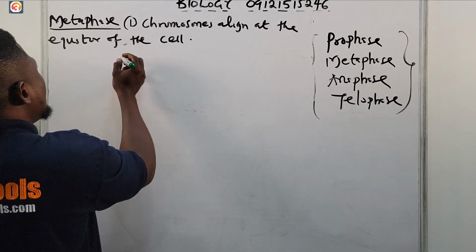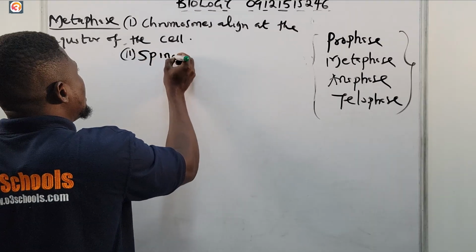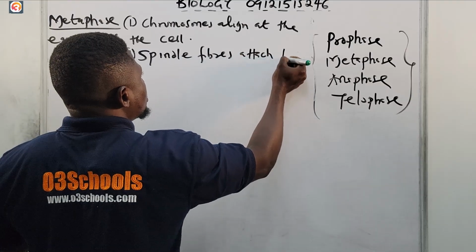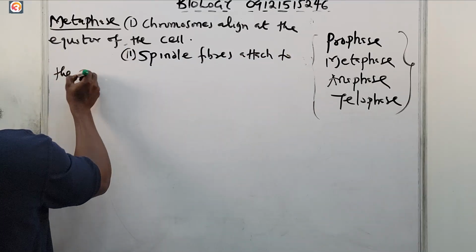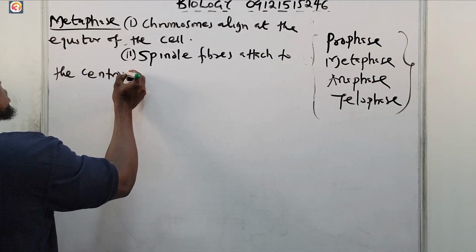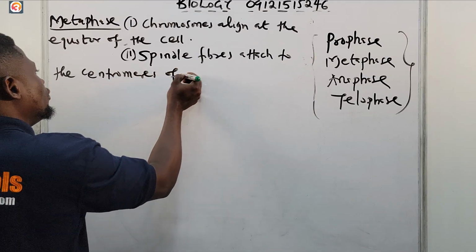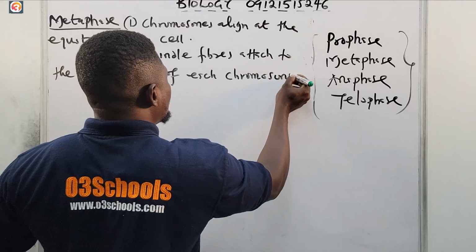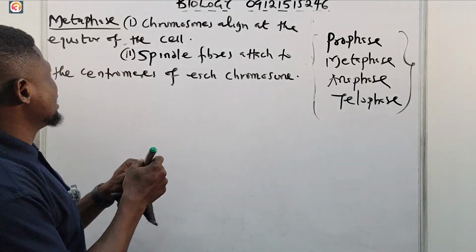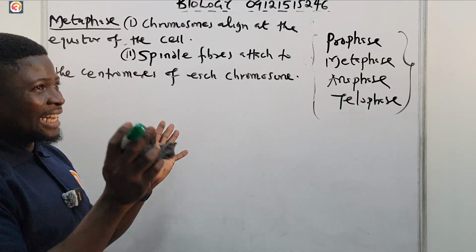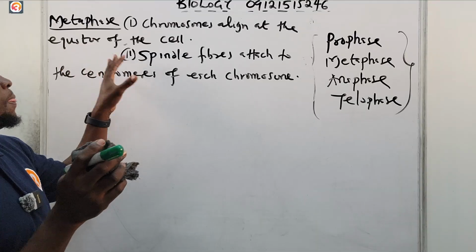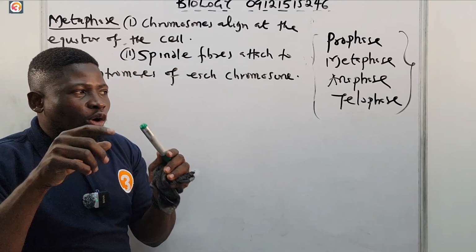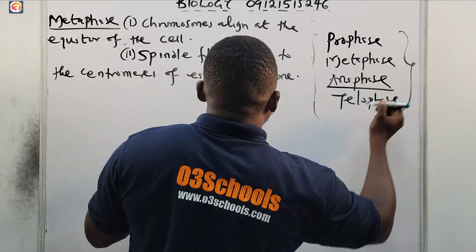Then next, spindle fibers attach to the centromere of each chromosome. So this is what happens in what? In the metaphase. Chromosomes align at the equator of the cell, and then the spindle fibers attach to the centromeres of each of the chromosomes. And then that takes us to anaphase.